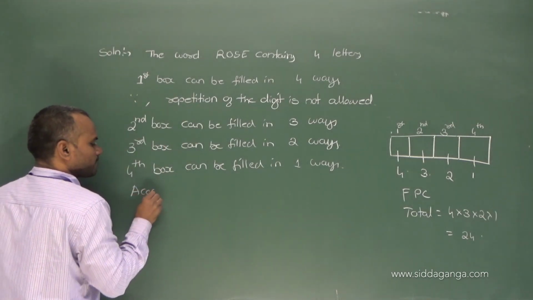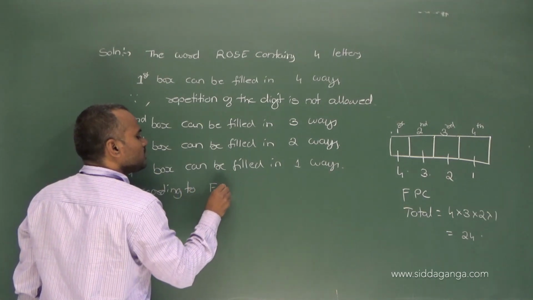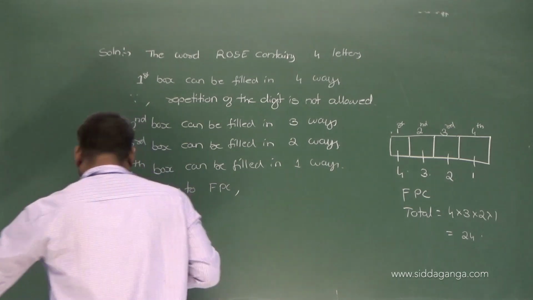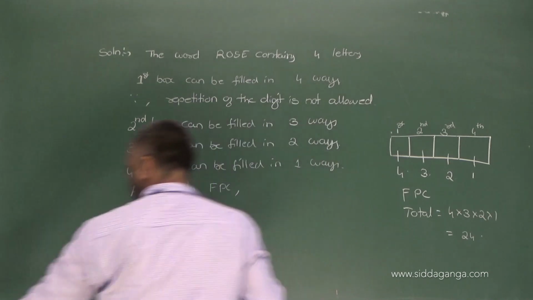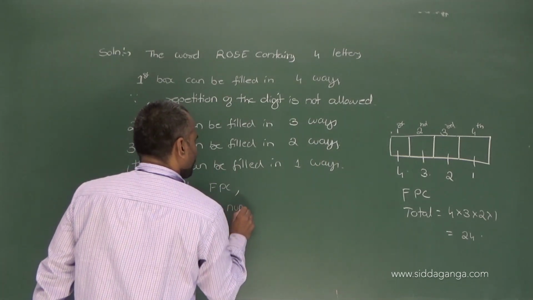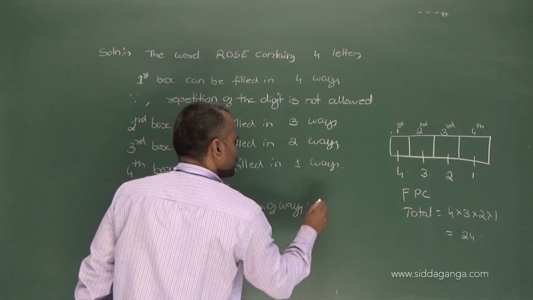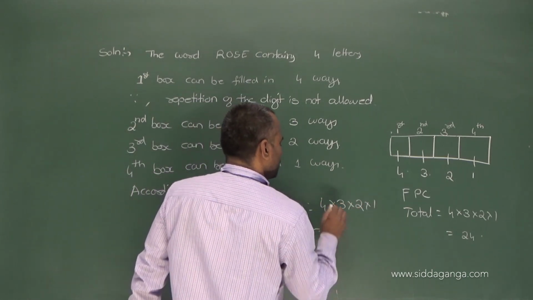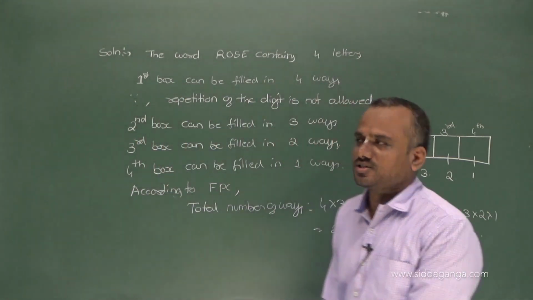According to the fundamental principle of counting, the total number of ways is 4 into 3 into 2 into 1, which is 24. This is the answer.